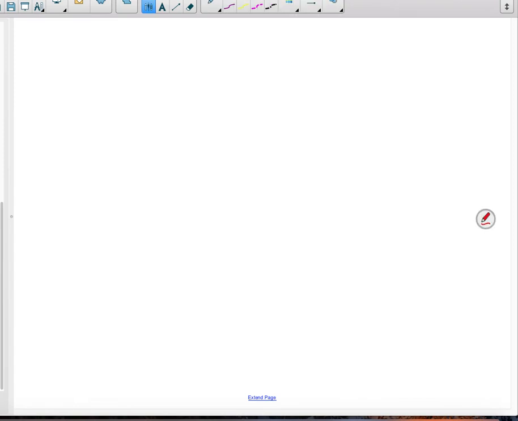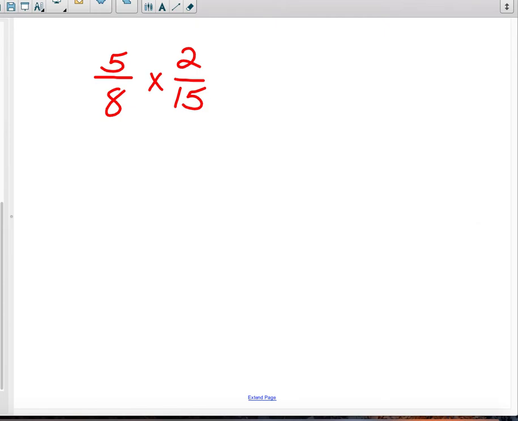Let's go with 5/8 times 2/15. See if you can cross simplify that and then multiply it out for the answer. I will pause the video now. All right, let's see how we did.